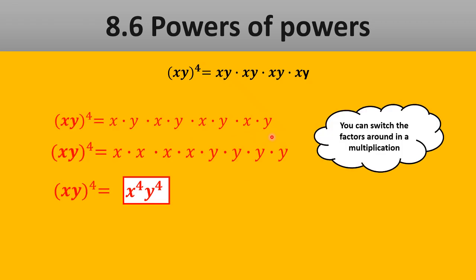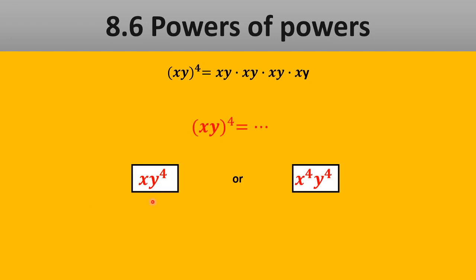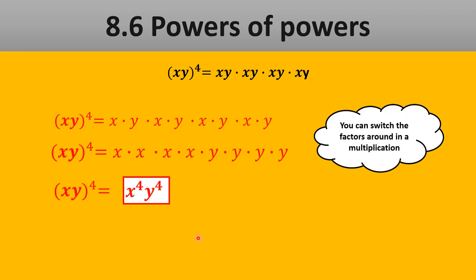Well, I think it's going to be the last one. Or is it the first one? The last one, of course, the last one. Hey, it has to be x to the fourth, y to the fourth.